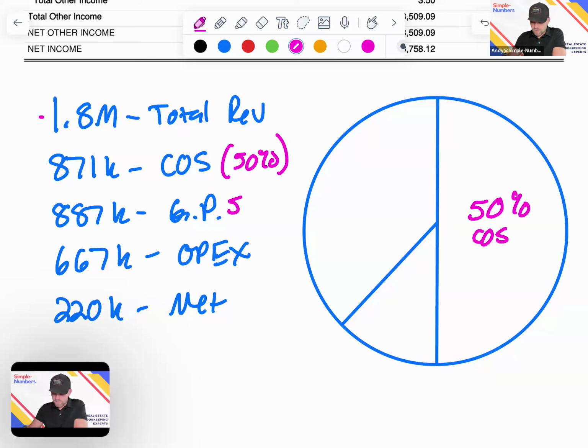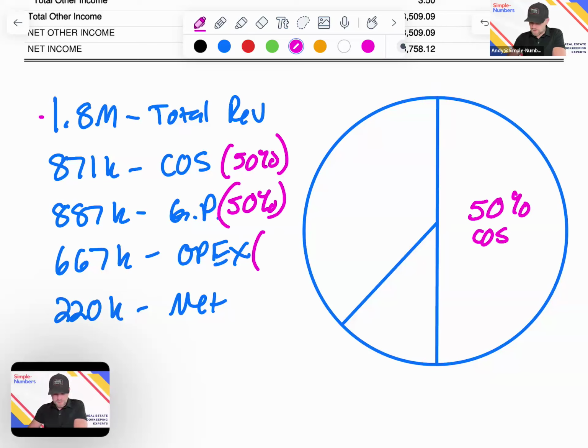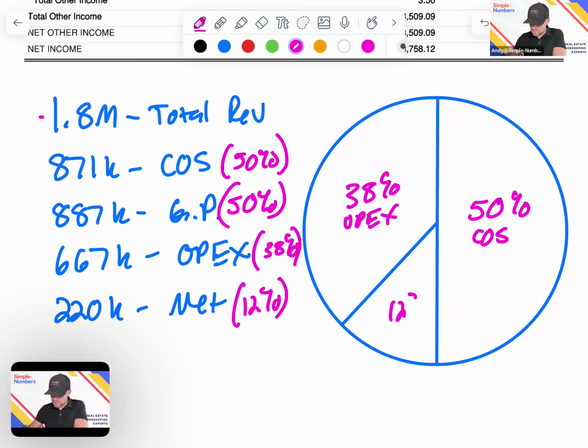Then we're left with 50% in gross profit. So that's the other half of the pie over here. Then we had to pay the bills. And so the bills were 38% operating expenses. And we're left with a net of 12%. That's how it broke out.